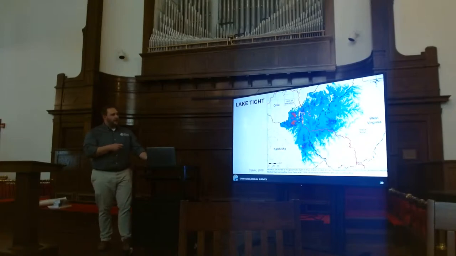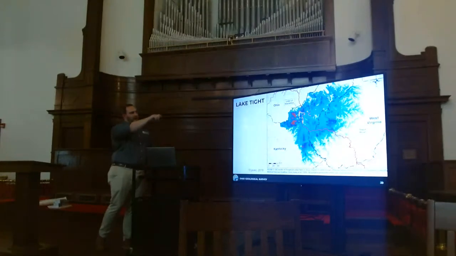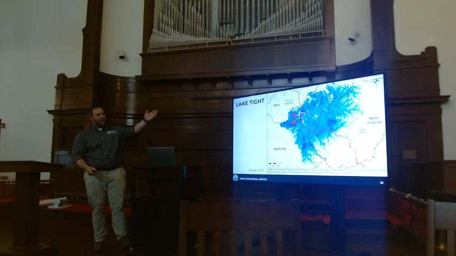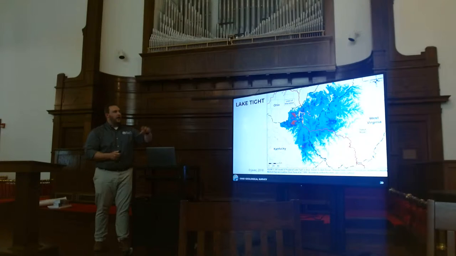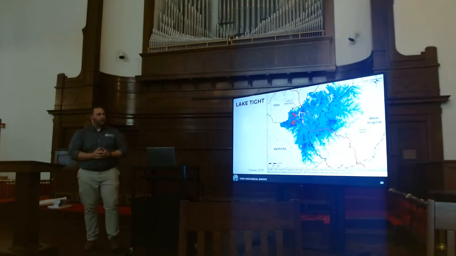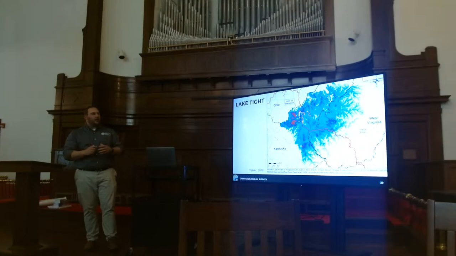And so you can see the green line is that limit of glaciation. The red line is the Teays River, which is labeled with those callouts. And all this blue here is what Lake Tight would have looked like at its maximum extent. It probably didn't look like this all the time, but it was probably patchworks of multiple lakes occurring at different time periods.